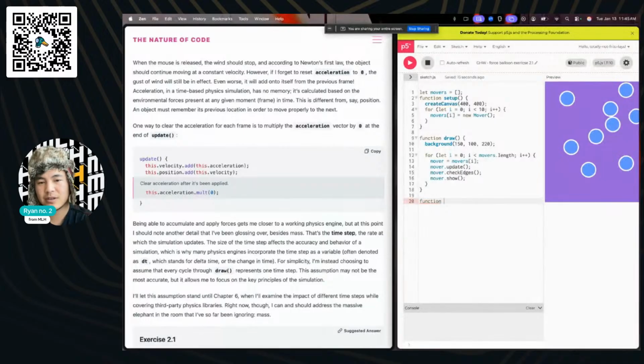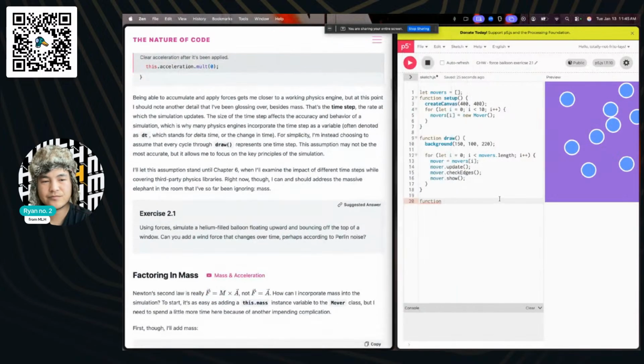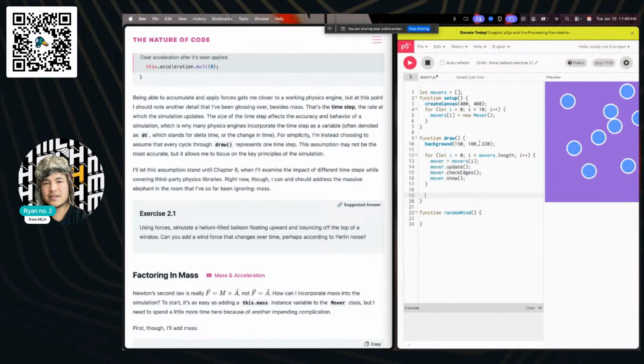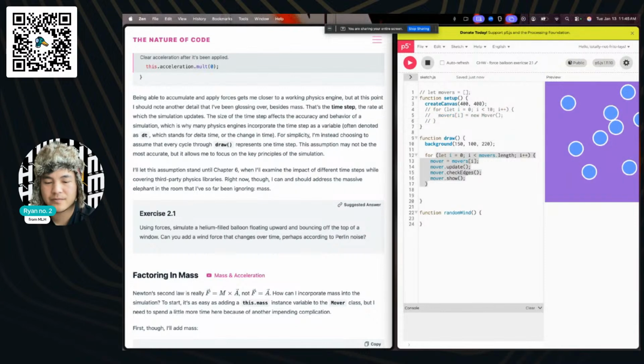Let's go ahead and create a new function that's just called random wind. And then in here, let's call, I guess instead of having so many movers, maybe let's just have a single mover for now. And I will comment these back in once we get the single mover working.